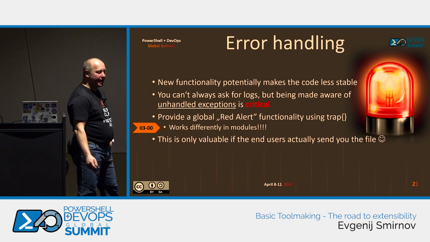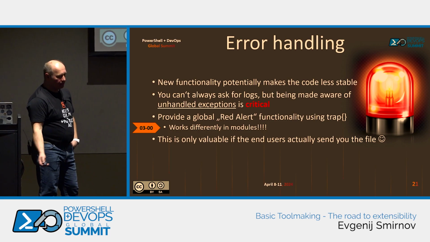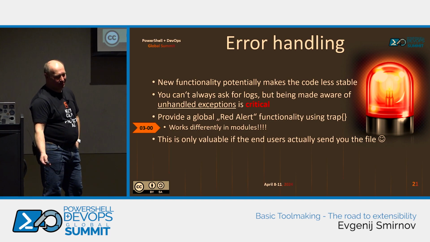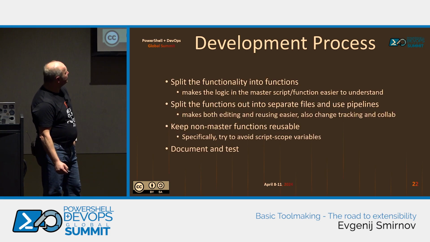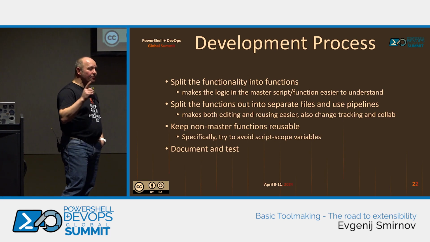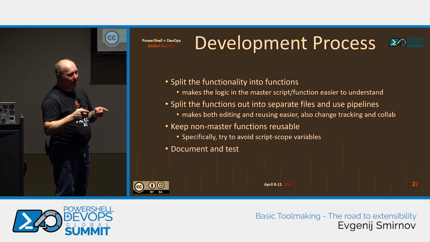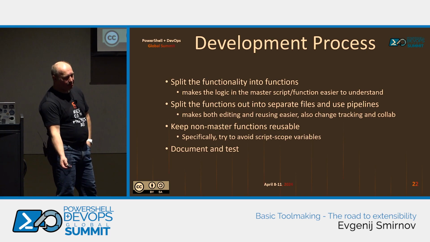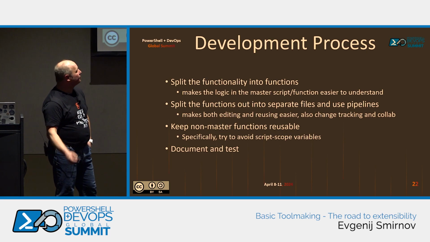This is, of course, only valuable if the users end up sending you that file. But you should put some meaningful error message in there asking the user to send you that file and telling them where to find it, by the way. So I'll skip through this. Split the functionality out into separate files. This is a good one. This will come in very handy when you get collaborators, when you get several people working on your project, and if you end up reusing your functions.